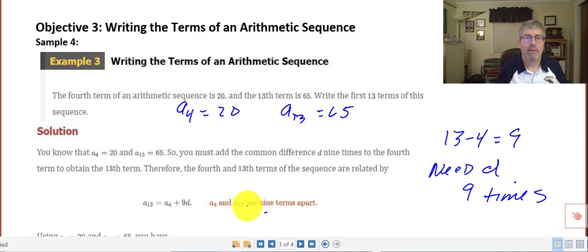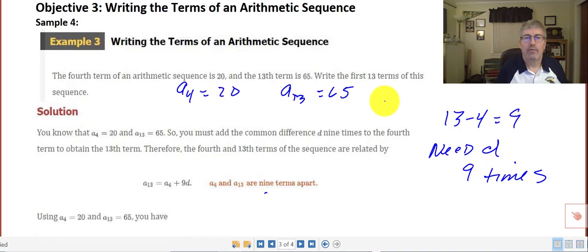Our third objective, we want to write the terms of an arithmetic sequence. They tell us that the fourth term of the sequence is 20, and the 13th term is 65. So a sub 4 is 20 and a sub 13 is 65. They ask us to write the first 13 terms of this sequence. Some of you may see this in different ways, but to get from the fourth term to the 13th term, we travel through 9 different terms, and we cover a total of 65 minus 20, or 45 units. So we need our common difference 9 times to cover 45 total units.